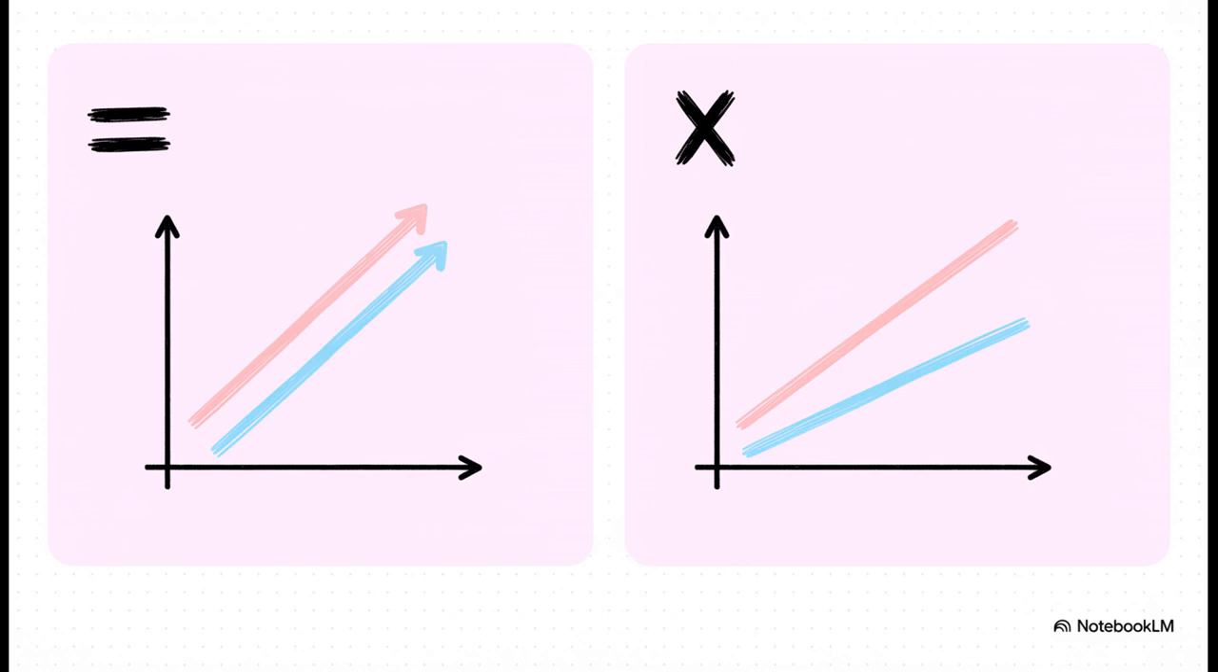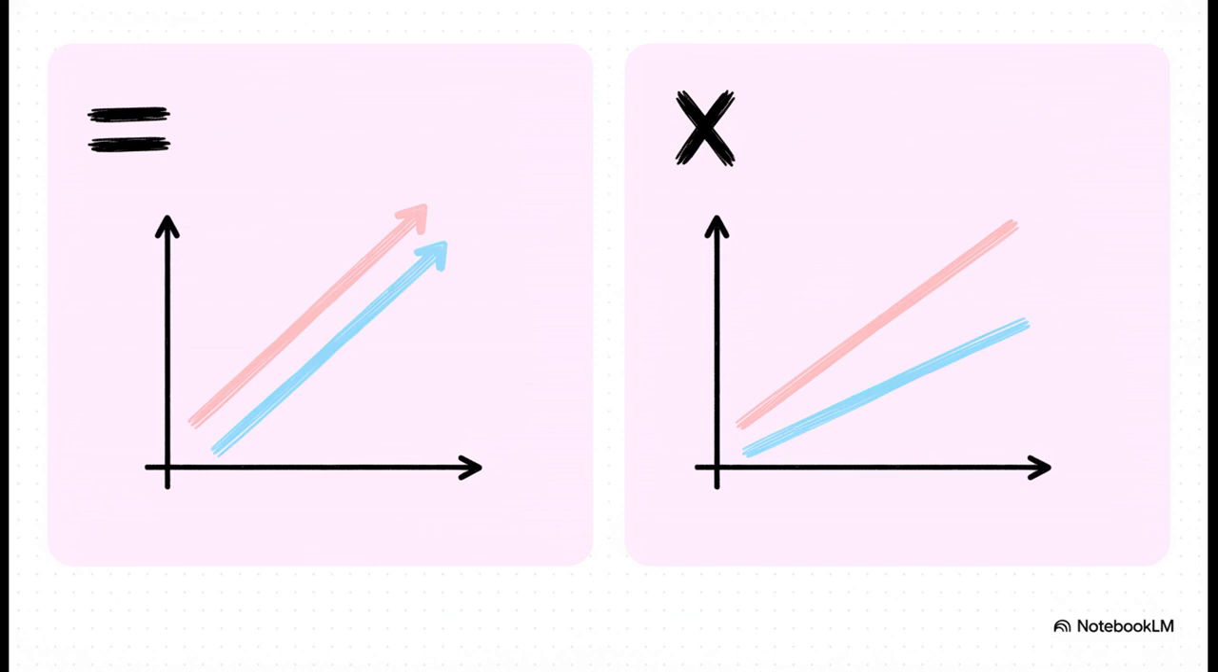If there's no interaction, the lines for our two groups are going to be roughly parallel. They're both going up at about the same rate. But if there is an interaction, those lines are not going to be parallel. They might cross, or maybe they start close together and spread way apart. So, if you remember one thing, remember this. Look for those parallel lines.